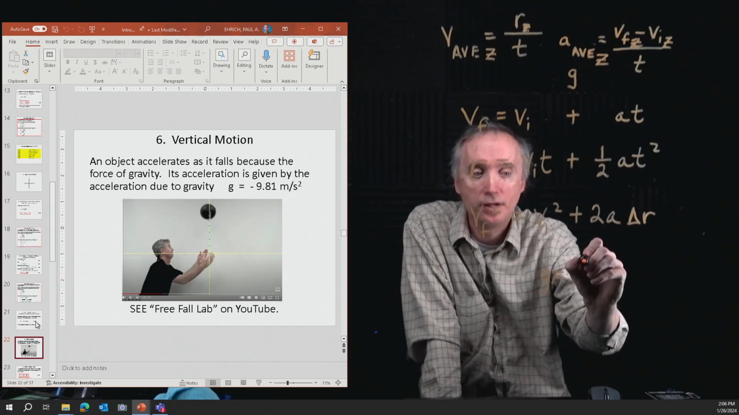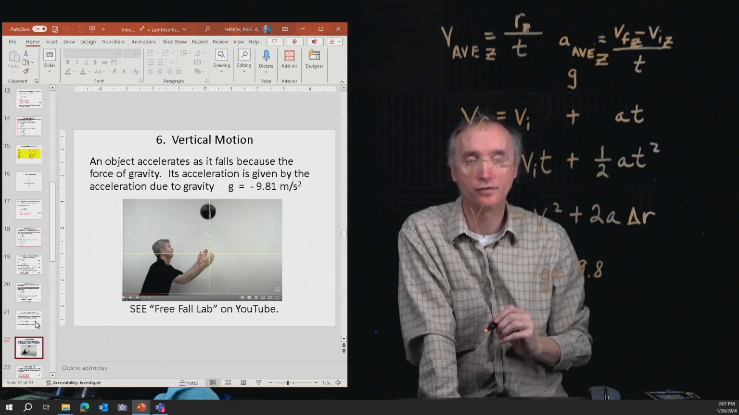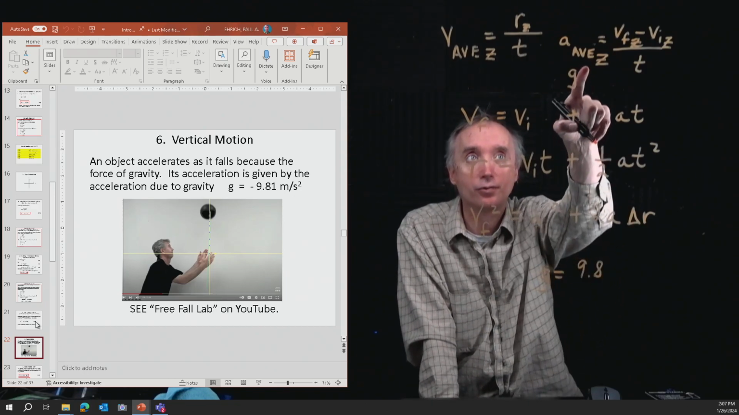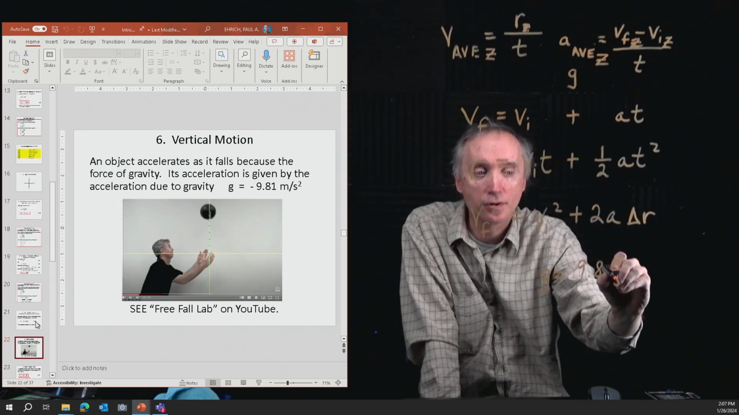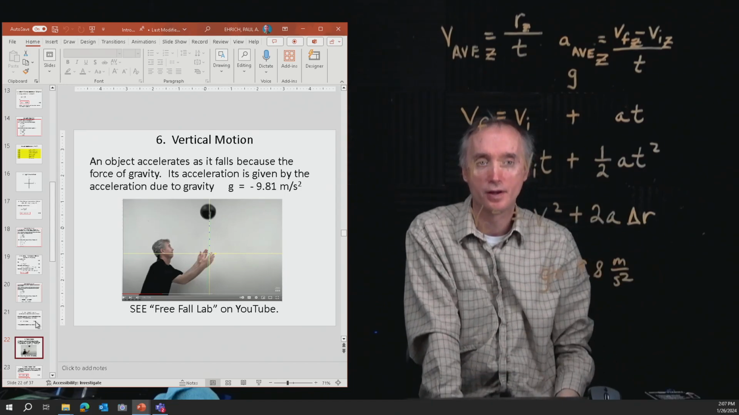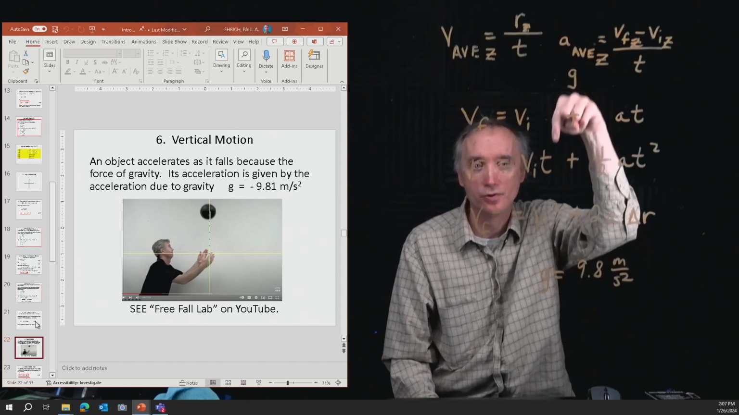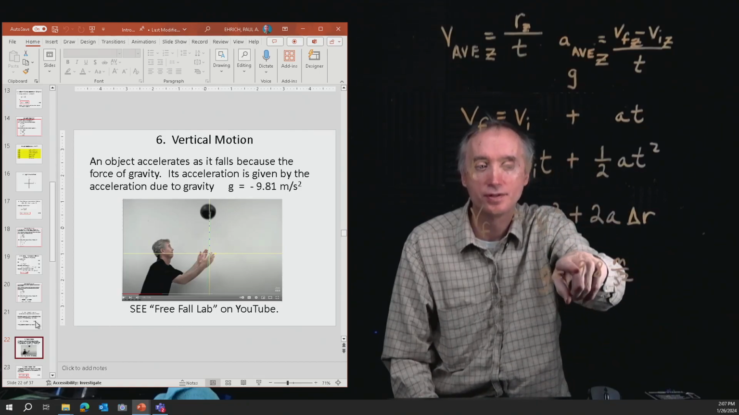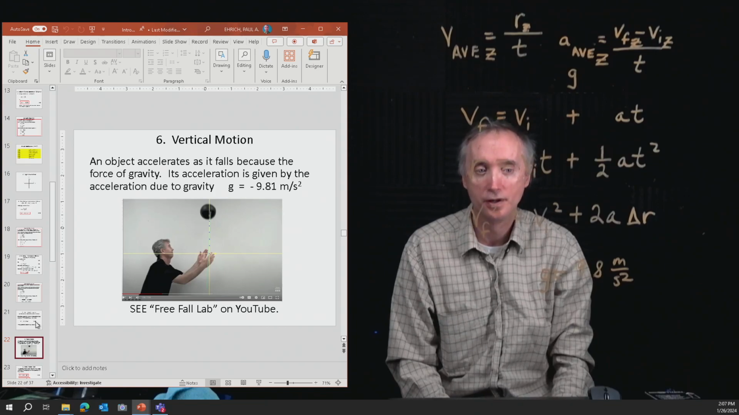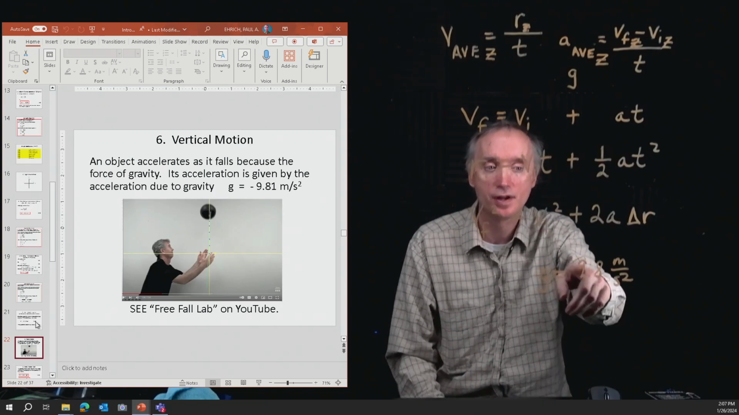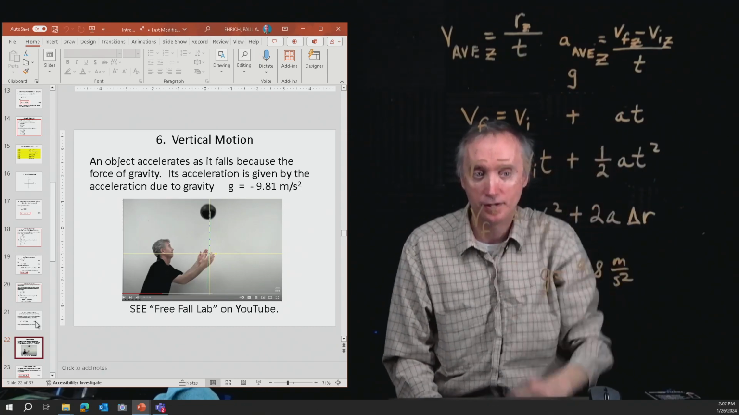But this is going to be 9.8 to two significant figures. It's an acceleration, so its units have to be meters per second squared. And then what's its sign? So gravity pulls down, so this is a negative 9.8 meters per second squared. So the magnitude of it is 9.8, but the direction of gravity is down.